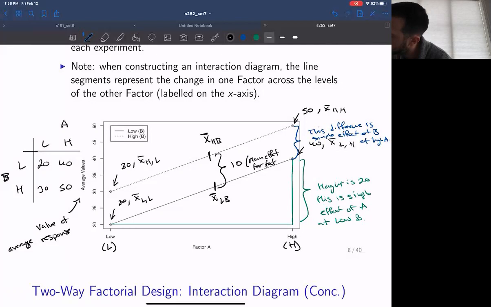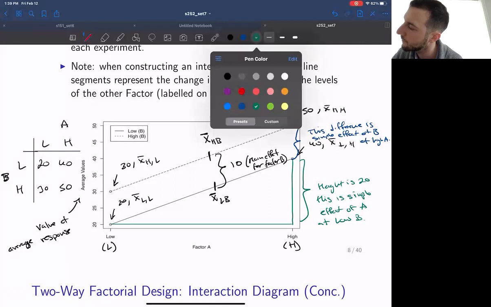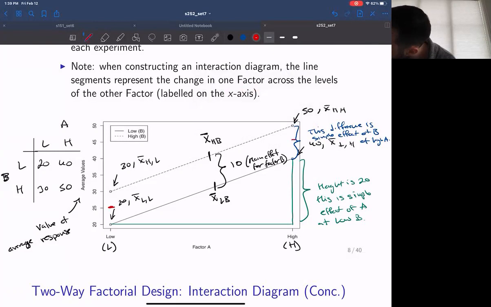And then if we compare the differences in the averages of the stacked points, that's the main effect for factor A. So I'll just use a slightly different marker here. If you take the average here and the average here, so red dashes show difference in main effect for factor A.